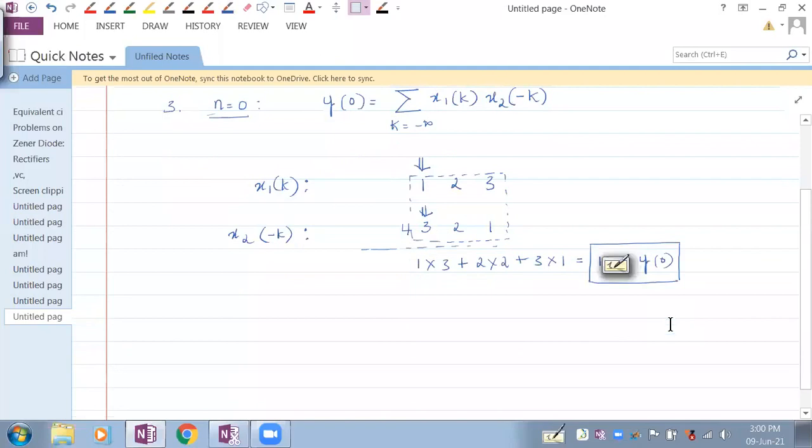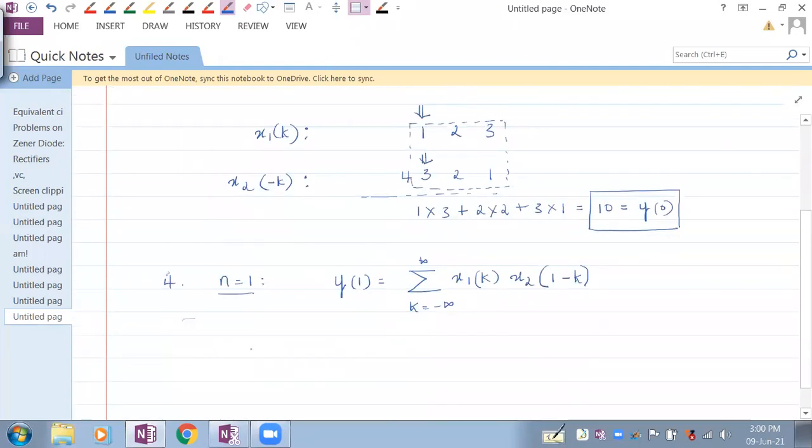So 3 samples we have calculated. We have to calculate 3 more samples. The 4th sample is the n equal to 1 sample. For n equal to 1, the equation looks like y of 1 equal to the summation over k from minus infinity to plus infinity of x1 of k, which is constant and will never change, times x2 of 1 minus k. Now again you write x1 of k.